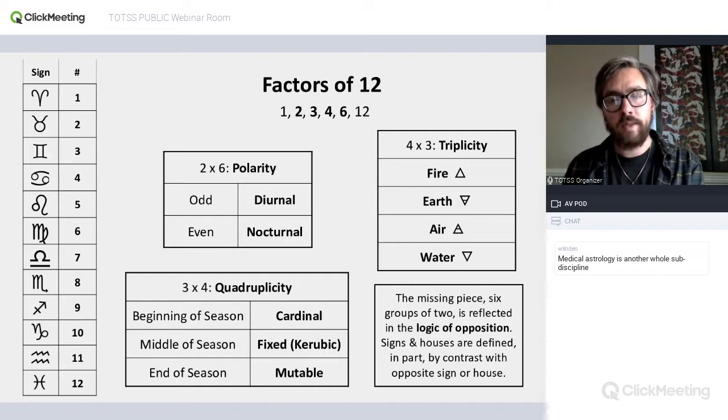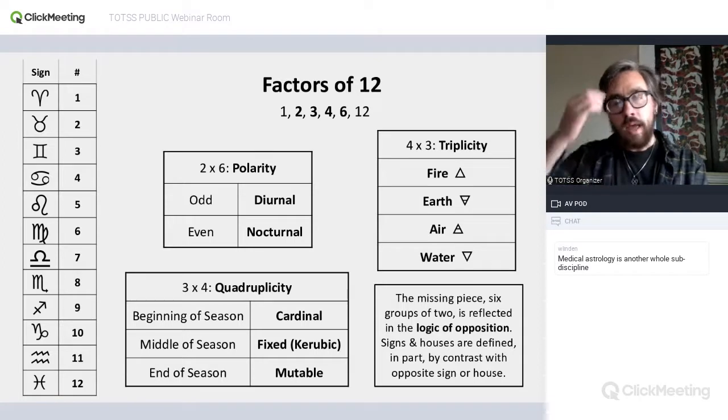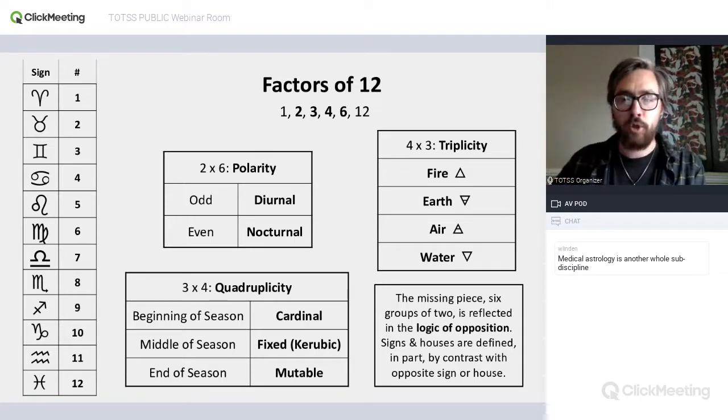One thing we do note, though, is that all of the diurnal signs are either fire or air, and the nocturnal signs are either earth or water. So that's an important thing to be aware of. And then finally, conceptually, we should have another grouping here of 6 groups of 2.